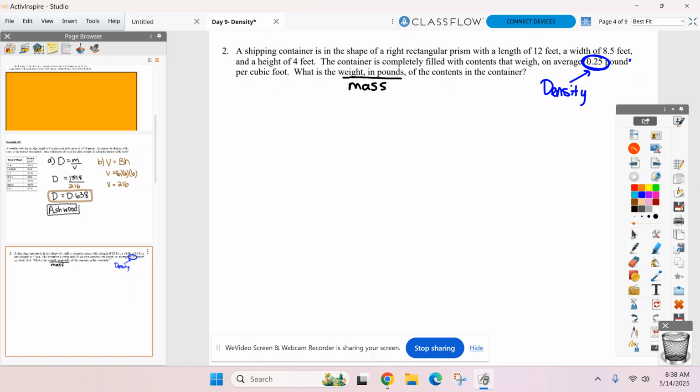All right, so let's go to that density formula. Mass over volume. 0.25 is the density. Substitute it in. We're solving for the mass, and I warned you guys at the beginning of class, this is where you need to be now. You got to find the volume to substitute it in. I'm not going to provide that for you. It's a prism.